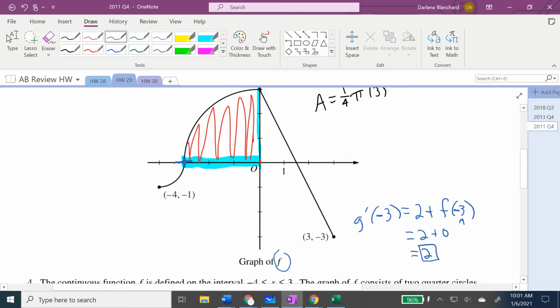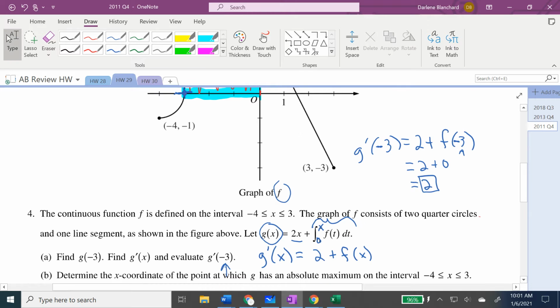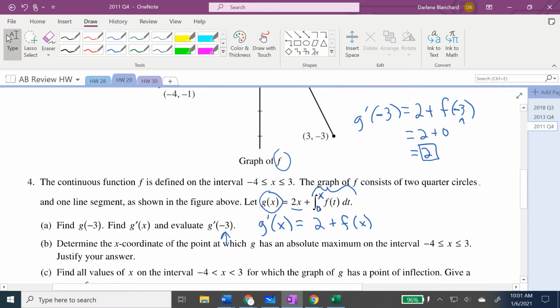And that's all that there is to part A. So it's just 3 things. And honestly, they're only looking for the answers. So you don't have to worry too much about the work you show, but you do need to make sure that you designate, like, this is g prime, this is g prime of -3, that kind of thing.